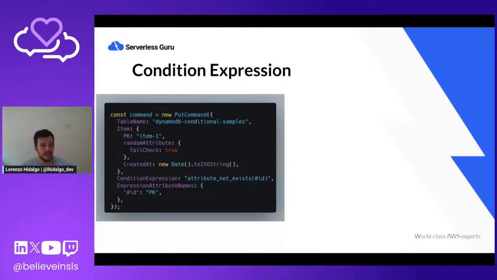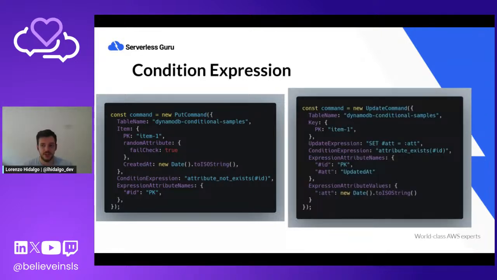Thanks to that, it will throw an error instead of just a success and leave it for downstream systems to find the issue. And very, very similar for the update command. In this example, we're doing it the other way around, with attribute exists instead of attribute not exists.